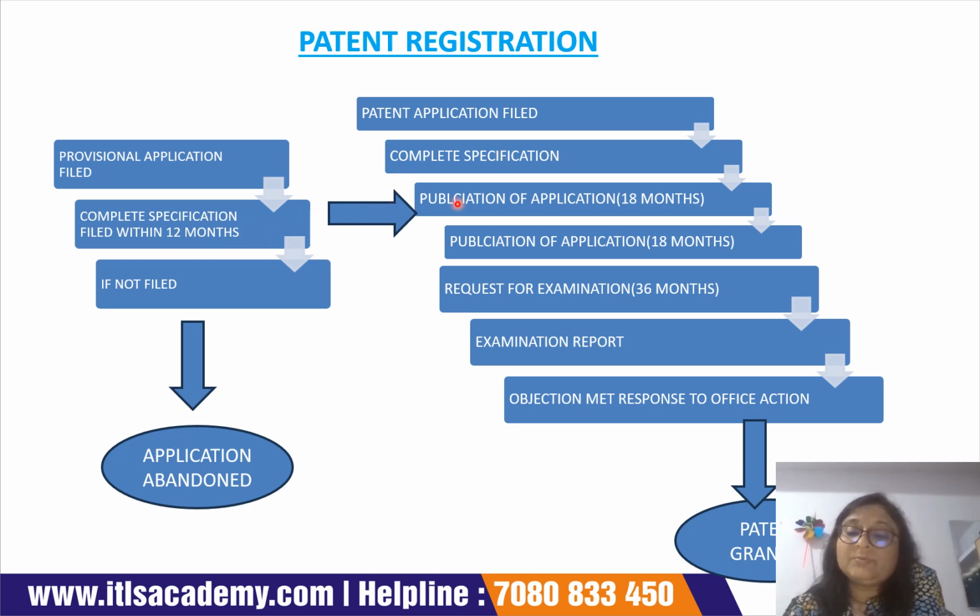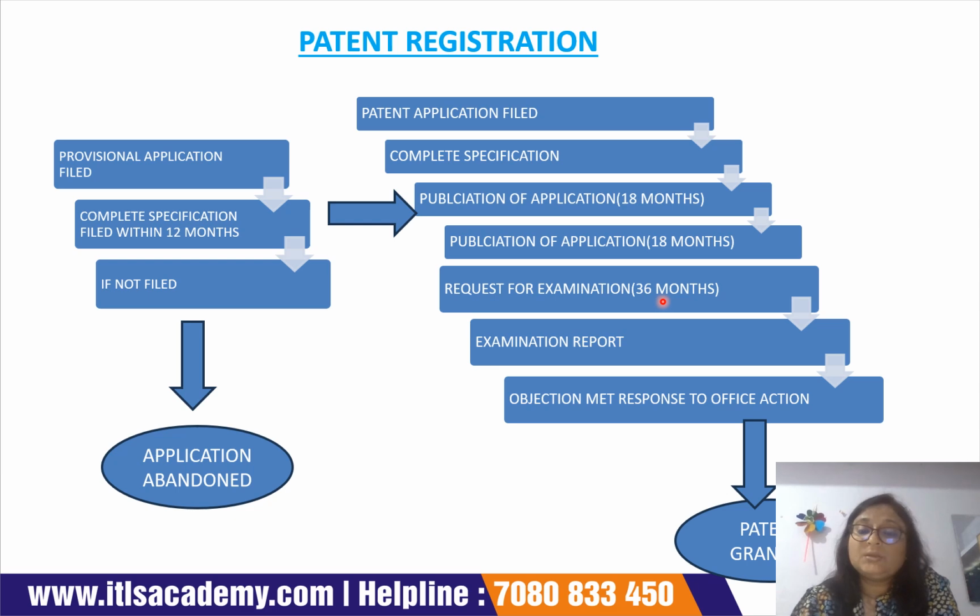And after that what will be done? After that the publication of your application will be done. That is at 18 months of time. So within 18 months, your application will be published by the patent office. And now see here, by mistake I wrote 36 months, it is actually 31 months.